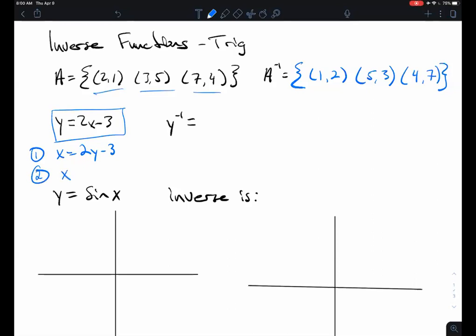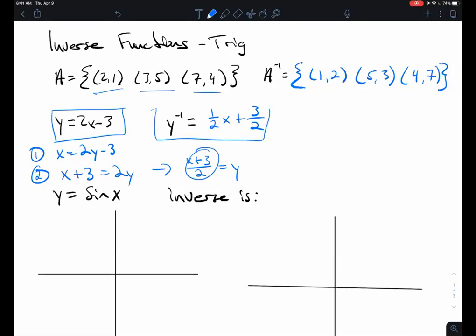So that's going to be x plus 3 equals 2y. And then if I divide the whole thing by 2, I get x plus 3 over 2 equals y. This is my y inverse equation, which can be left that way, or if you wanted to write it in slope intercept, it would look like that. That would be the inverse function.